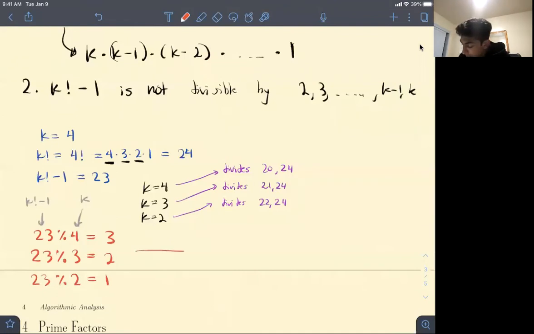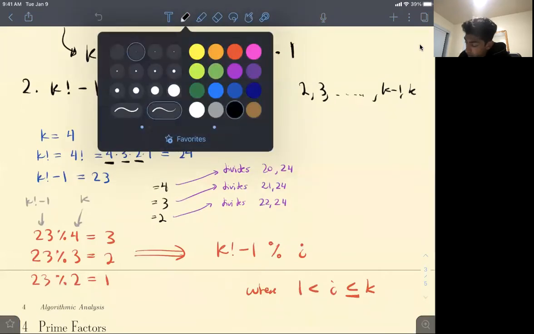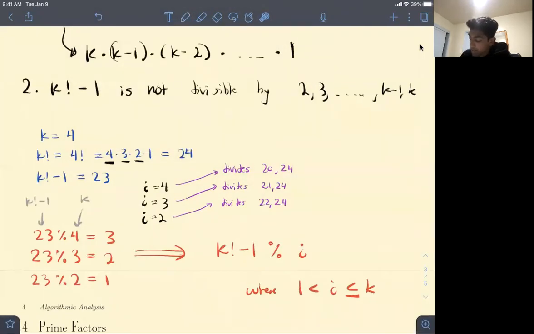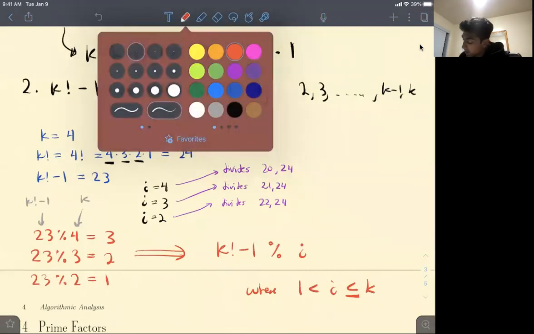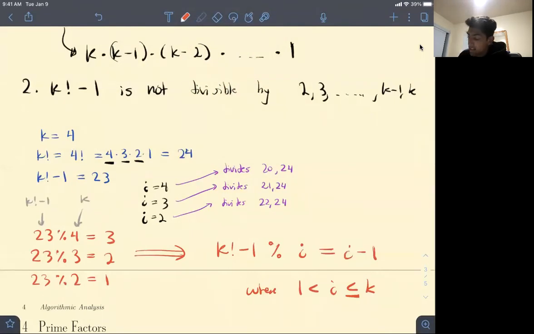So one thing we can see is that for k factorial minus 1, the remainder when that is divided by some i, where i is bigger than 1 but smaller than or equal to k. Let me call these i, just to make it hopefully a little less confusing. If we're looking at these possible values, and we're looking at k factorial minus 1 mod i, where i is some number between 1 and k, not including 1, including k, then this is going to be equal to i minus 1.